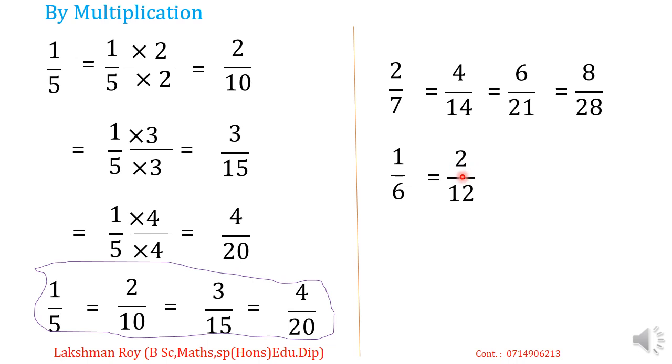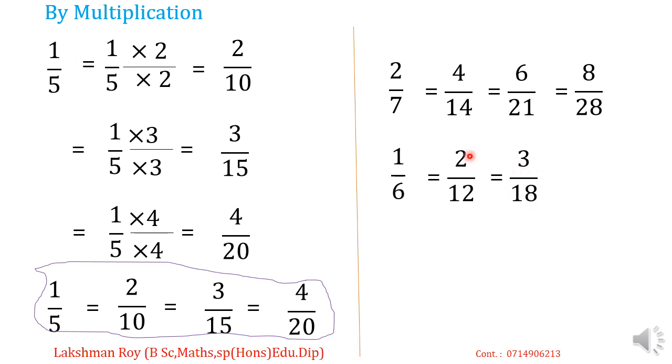Then I will multiply by 3, right? So how to multiply by 3? 1/6 multiply by 3. 1 multiplied by 3 is 3, 6 multiplied by 3 is 18. So 3/18, that is another equivalent fraction.